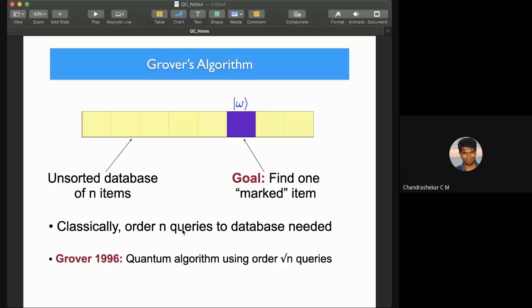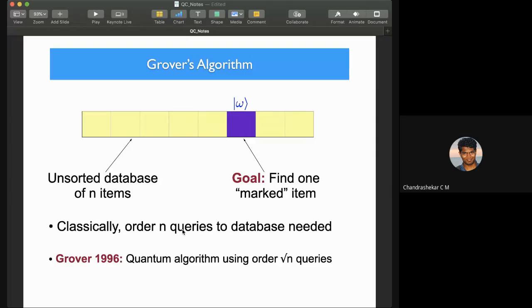Now, if I give you the phone number of somebody and ask you to find the name of the person who owns this phone, then it is very, very difficult, because that is an unsorted database. Your phone numbers are not sorted in any order. Only names are sorted. So that's where Grover's algorithm can help, faster than the classical algorithm.